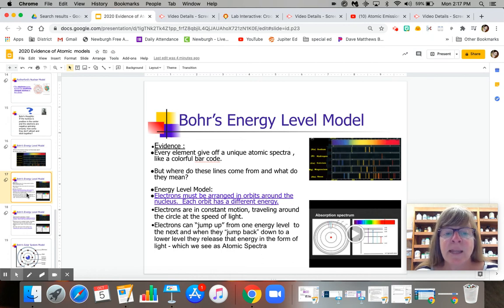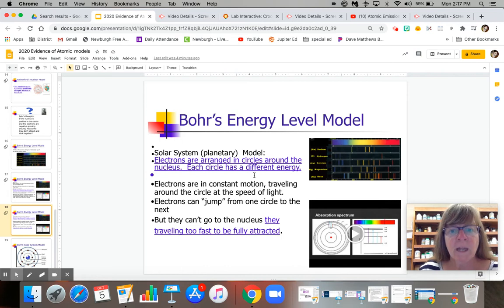So he imagined that electrons aren't just whizzing around everywhere in that empty space of Rutherford's model, but electrons in his mind are arranged in orbits around the nucleus, and every orbit has a different energy level. And his evidence are these atomic spectra. He can explain that phenomenon. And this leads to his solar system or planetary model, where he imagines that electrons are arranged in circles around the nucleus, and each circle has a different energy level.